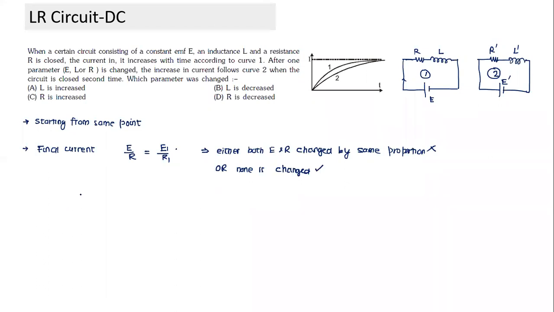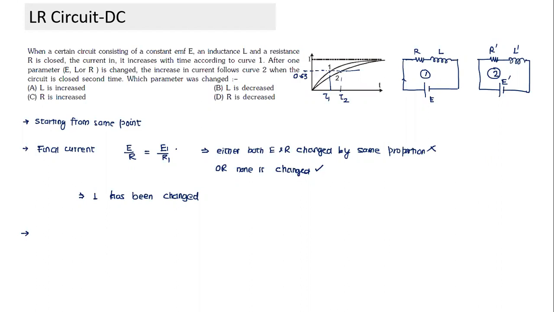So the final current being the same implies that L has been changed. So L and L dash are not equal. Then how do you spot whether L is increased or decreased, Disha? In the first case, the tau is more. Okay, so how do you spot tau here? I draw a line equal to 0.63 I. Correspondingly, this is my tau 1 and this is my tau 2. Which tau is more? Tau 2 is more.